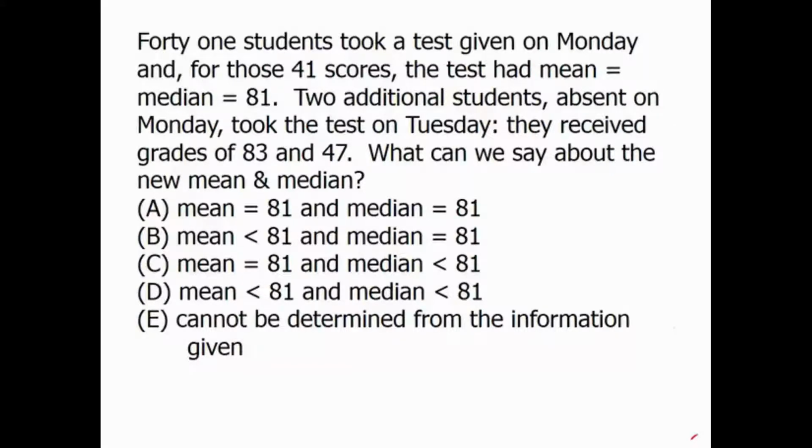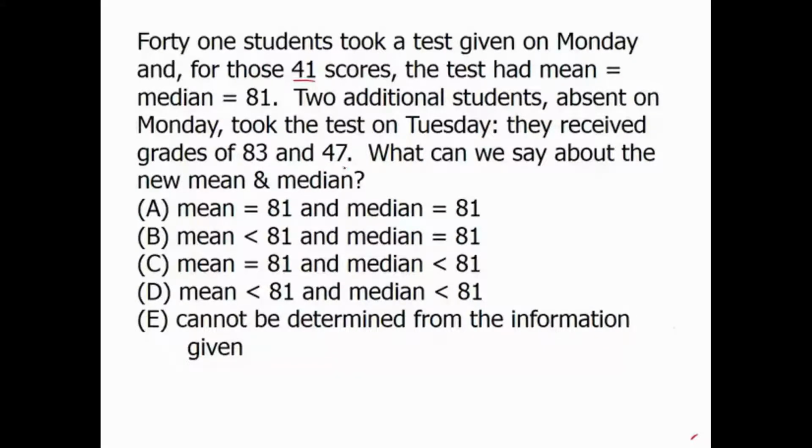And then 2 additional students took the test on Tuesday. One had a grade of 83, and the other had a grade of 47. So notice a few things. First of all, since there's an odd number in the original, it means that the median actually equaled one of the numbers. If we made a list, it would be the 21st number on the list, and that was a score of 81.